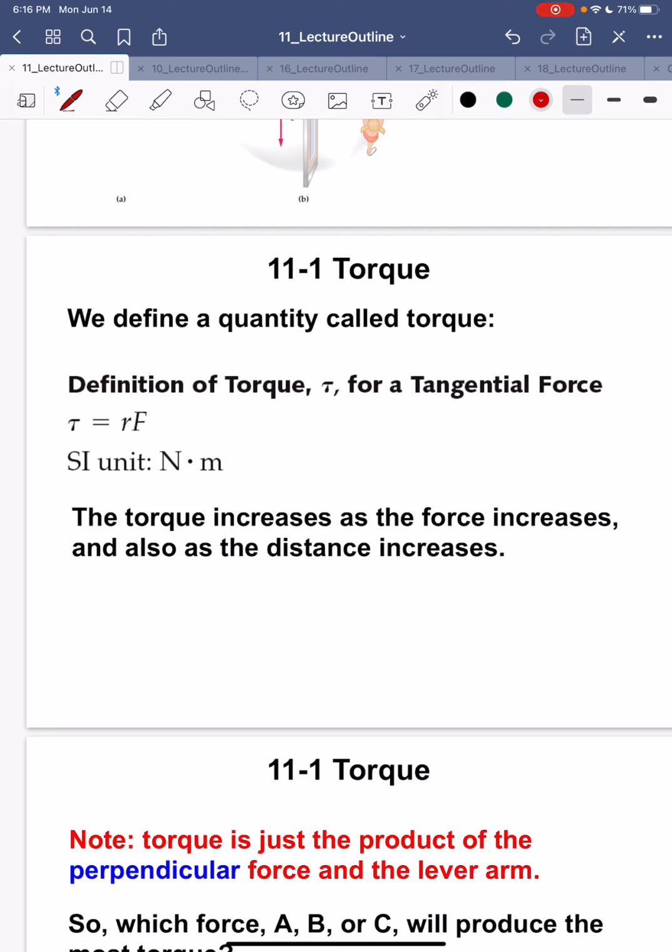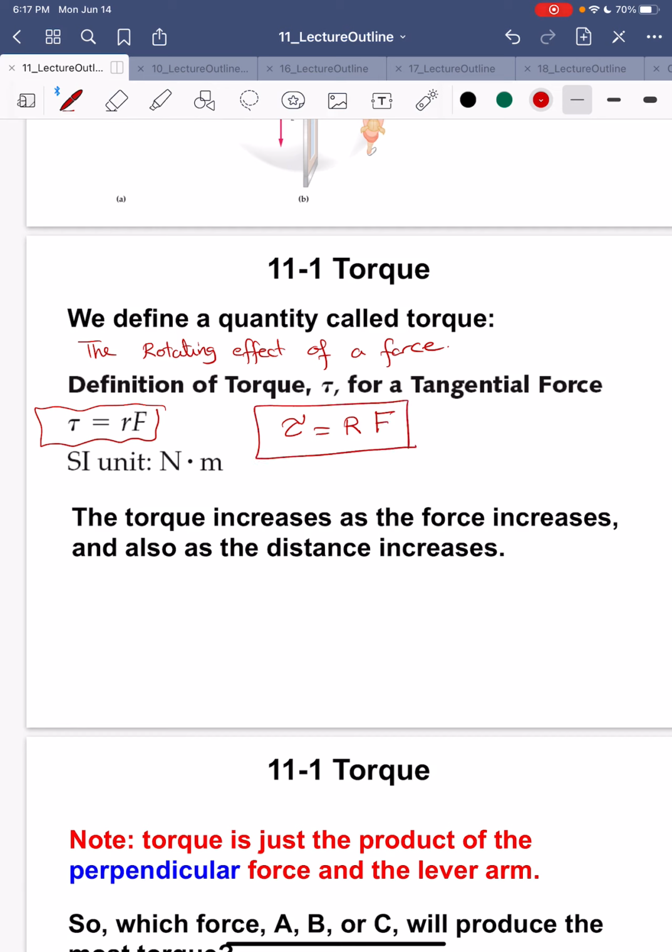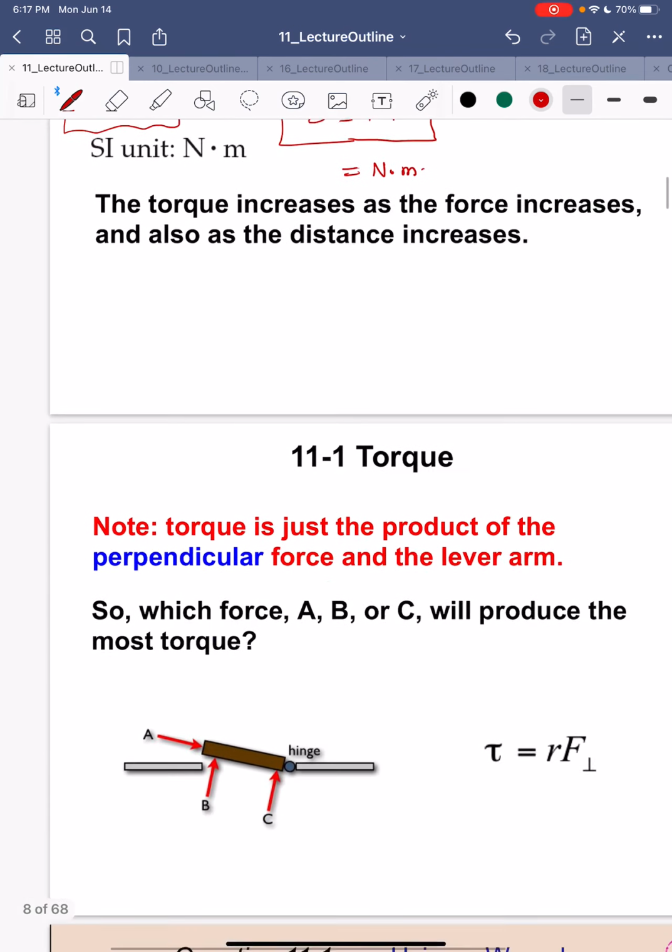Now, the quantity that we are defining is called torque, and it is the rotating effect of a force. Not all forces have torques. We can calculate torque as tau equals r times F. Let's stick with lowercase r. All right, now the SI unit, based on this, is of course newtons times meters. And we can see that the torque increases as the force increases and also as the distance increases.